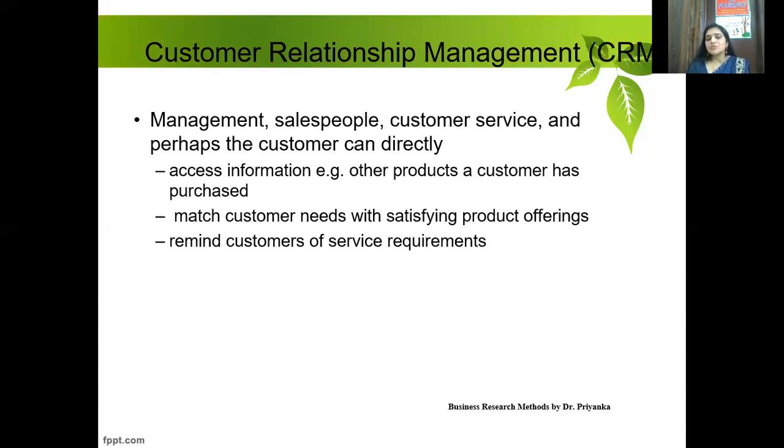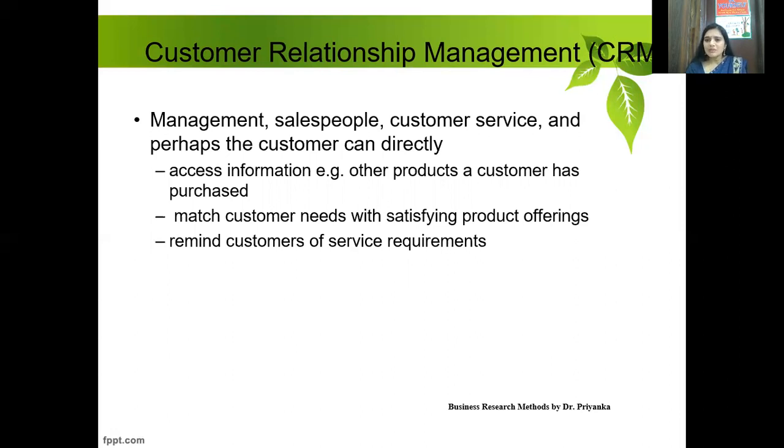With customer relationship management, management, salespeople, customer service, and perhaps the customer can directly access information. This is basically used by management because most of the time only they have the access. Then salespeople, yes, they are also part of the organization in one way or another. For customer service, customers can give feedback. Sometimes CRM is designed in such a way that customers can provide feedback as well, and perhaps sometimes customers can directly access the information, for example, other products a customer has purchased.